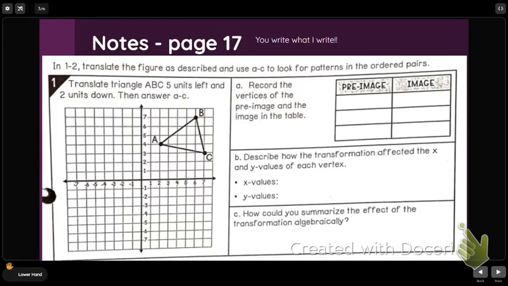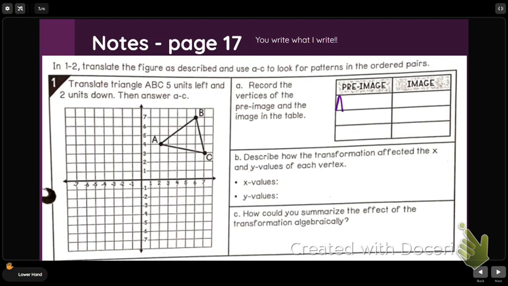So this first part says in numbers 1 through 2, translate the figure as described and use A through C to look for patterns in the ordered pairs. So what we're going to do first is record the vertices of the pre-image, which remember that means the original figure, and the image in the table.